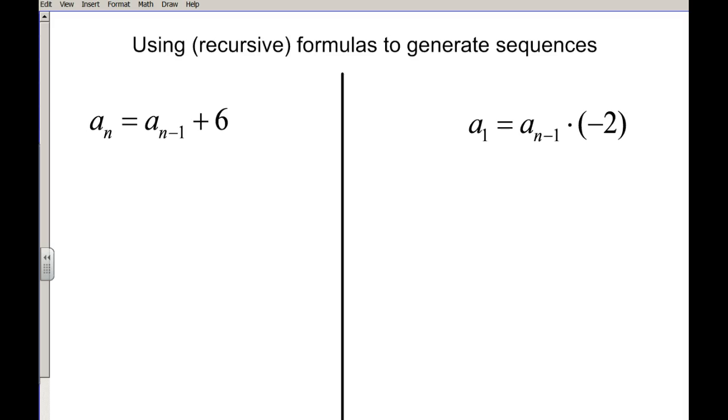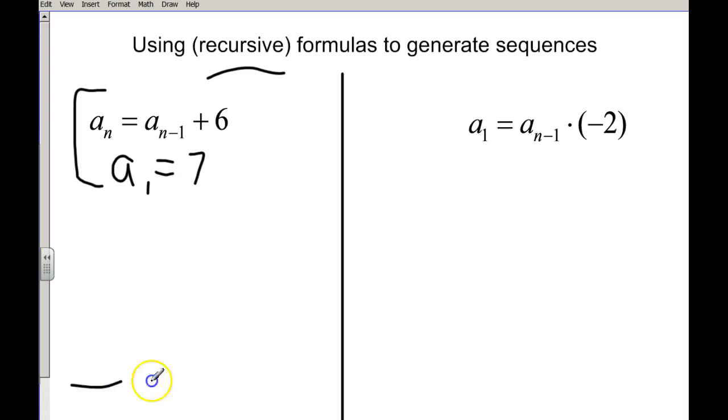Recursive formulas are a different kind. They're different than explicit, and these are actually easier on the brain. They're easier to think through, but they require something else, which was not included here. They always have to give you one more bit of information: the first term. Let's say they gave you that the first term was 7. So we have a sequence here. The first term is 7, just given information. They have to give you two bits of information for a recursive formula: the formula and also the first term.